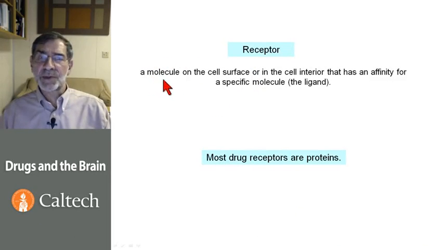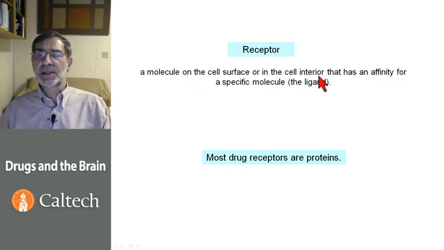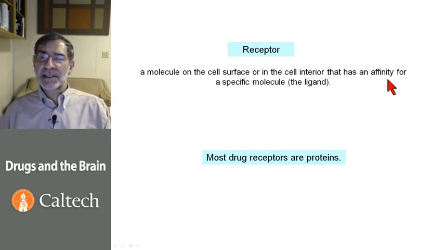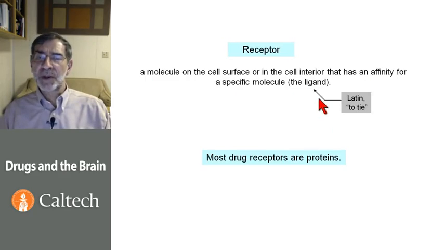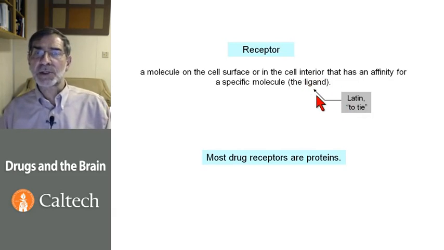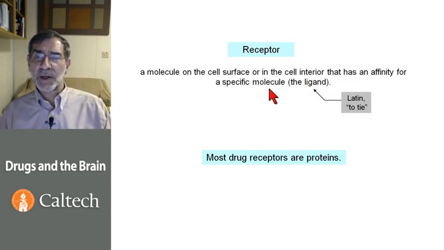Simply enough, a receptor is a molecule on the cell surface or sometimes in the cell interior that has an affinity for a specific molecule, the ligand. Now, the ligand comes from the Latin word for something that we tie, and the ligand does indeed make a connection, a non-covalent connection with the protein in order to activate the receptor protein.